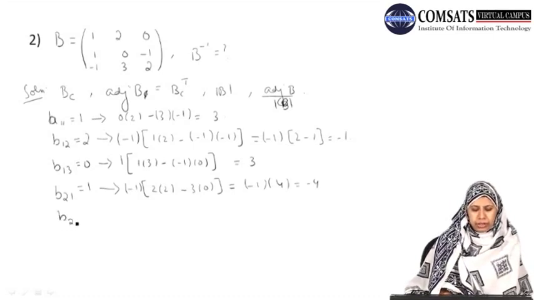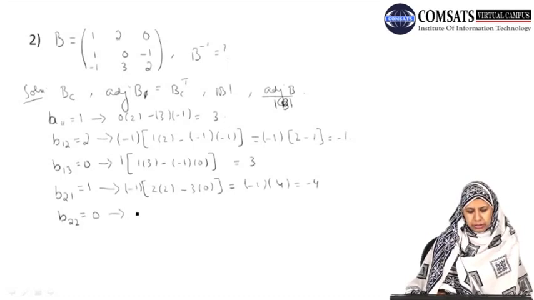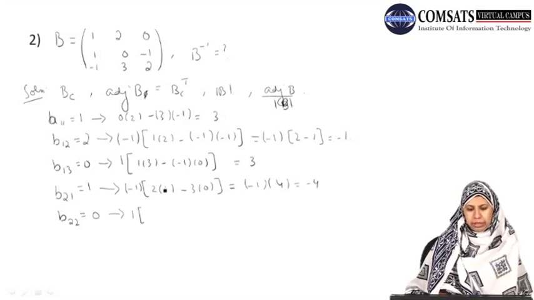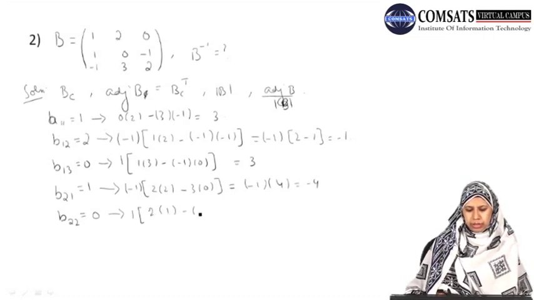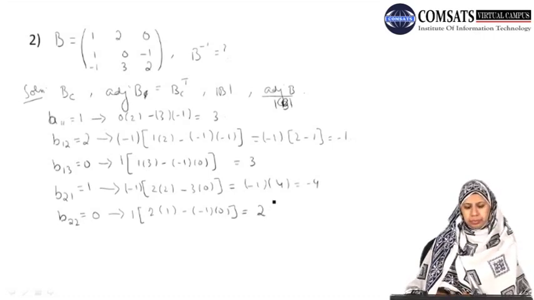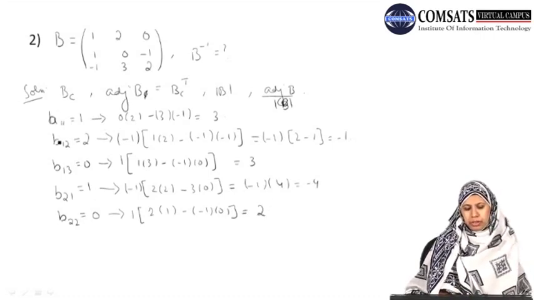The cofactor of the entry B22, the entry itself is 0, and the number associated with the entry is 1. Okay, we may omit this 1 because we are sure that the number associated will be either equal to 1 or -1. And now the minor of this entry, we obtain 2 into 1 minus -1 into 0, which is equal to 2.